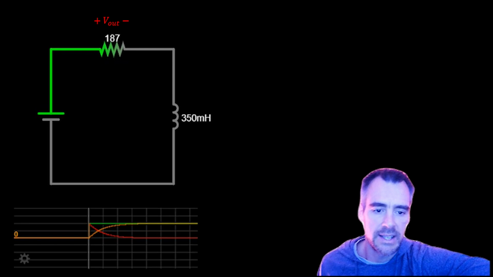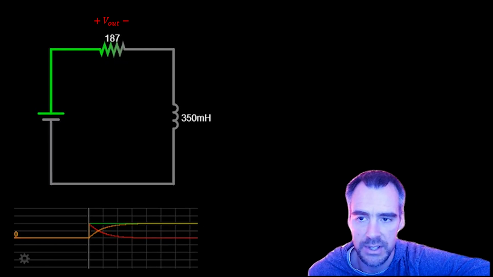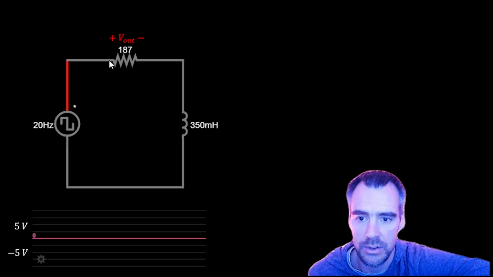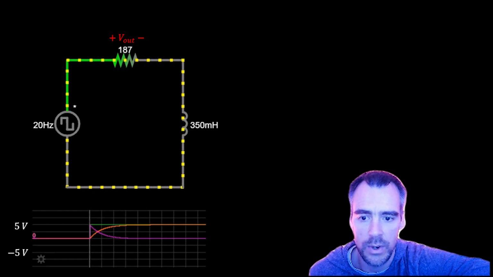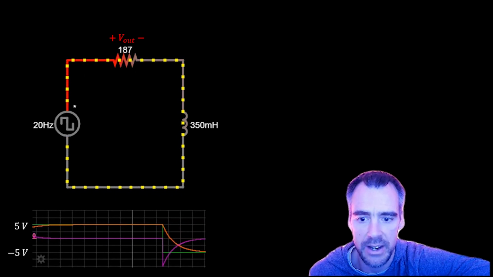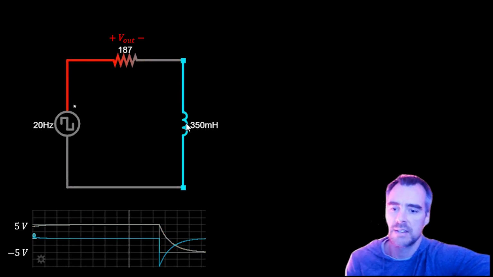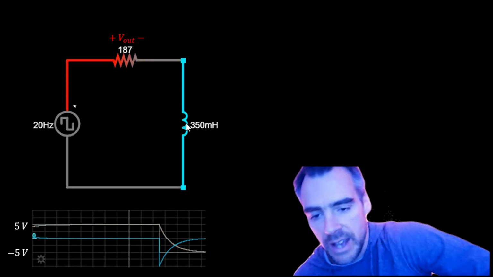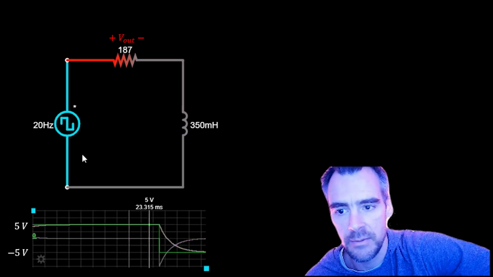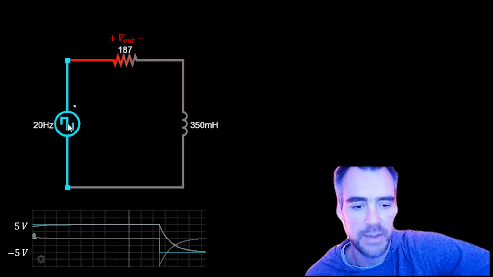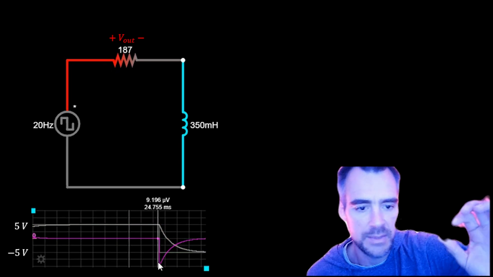Okay, let's take a look at what happens when, instead of this DC voltage, we have an AC voltage at 20 hertz square wave. Here it is. I'm going to run it, and you'll see the same thing happen initially when it goes up to 5, and then it's going to go down to -5. When it goes down to -5, this is a little bit tricky. The voltage across my inductor is going to shift by 10 volts, because the voltage across the source shifted by 10 volts. So it's going to go from 0 to -10, that same 10 volt swing.